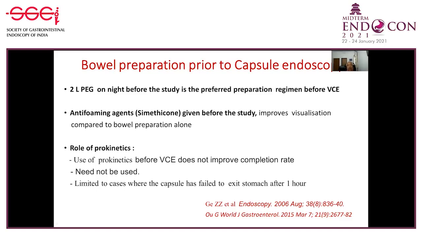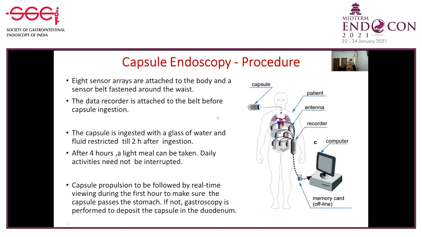What about the procedure? When the patient comes after preparation, 8 sensor arrays are placed on the abdomen and a belt around the waist. The data recorder is attached to the belt before capsule ingestion. The capsule is ingested with a glass of water and fluid is restricted till 2 hours after ingestion. After 4 hours, a light snack can be taken. Daily activities need not be interrupted, but exercise is avoided.